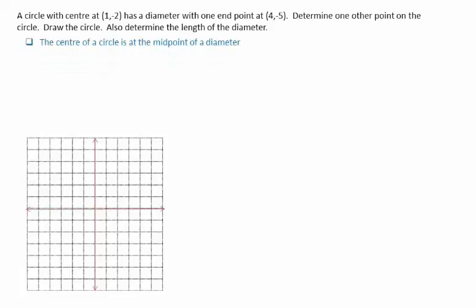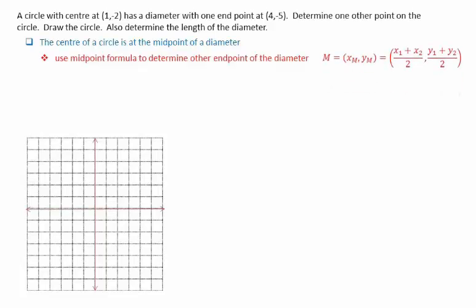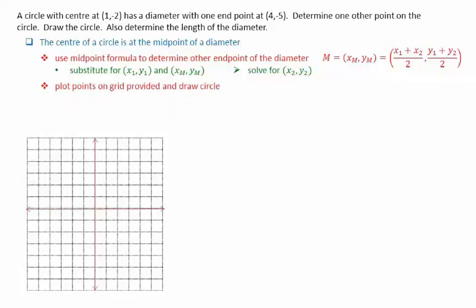The center of a circle is at the midpoint of a diameter. We can then use the midpoint formula to determine the other endpoint of the diameter. We substitute one of the endpoints, (x1, y1), and the center of the circle, (xm, ym), and calculate the other endpoint, (x2, y2). We can then plot these points and draw the circle on the grid provided.